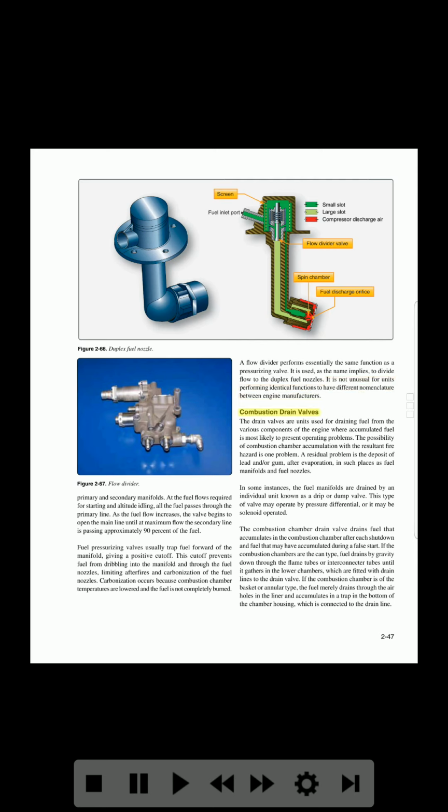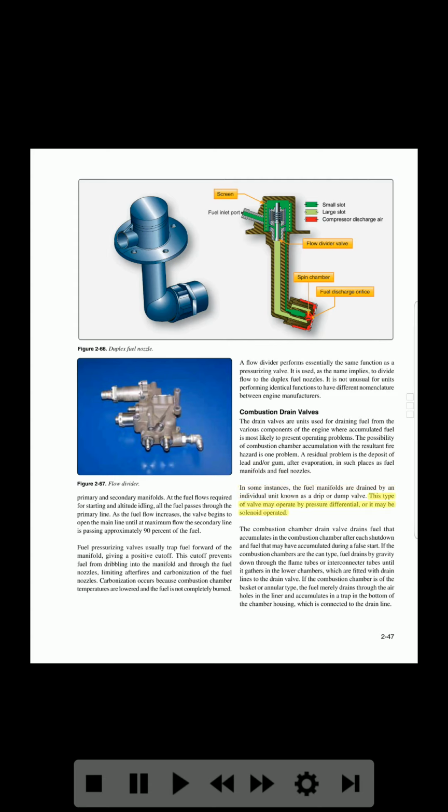Combustion drain valves. The drain valves are units used for draining fuel from the various components of the engine where accumulated fuel is most likely to present operating problems. The possibility of combustion chamber accumulation with the resultant fire hazard is one problem. A residual problem is the deposit of lead and gum, after evaporation, in such places as fuel manifolds and fuel nozzles. In some instances, the fuel manifolds are drained by an individual unit known as a drip or dump valve.